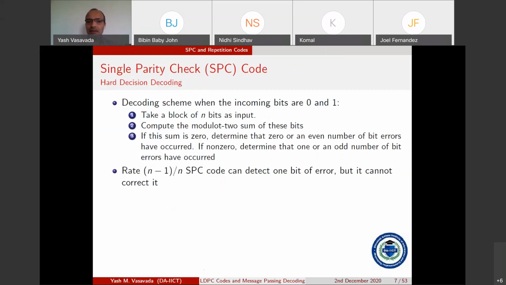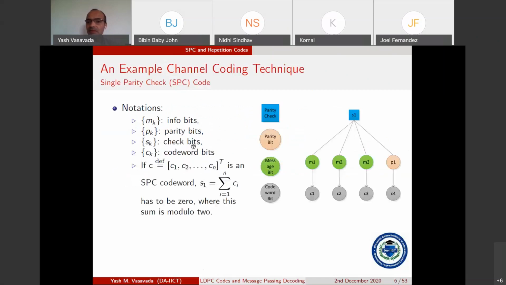So we can consider the decoding of SPC code, specifically what is the methodology. Well, at the receiver, we will take these n bits, in this case 4 bits, as the input, and we'll just compute the modulo 2 sum of these bits. Sorry, there is a typo here. And at the receiver we'll calculate this S1. If S1 is 0, we will be satisfied. We'll say that, okay, what we got is most likely going to be correct.